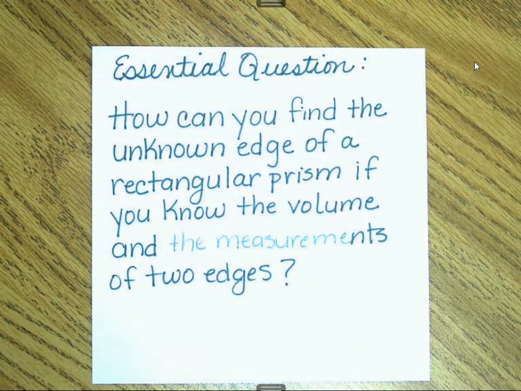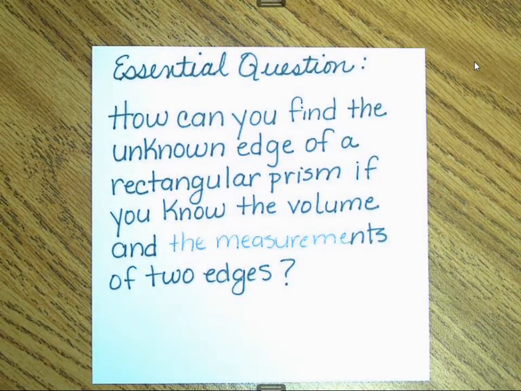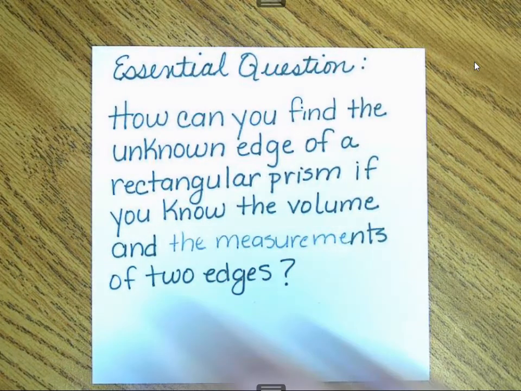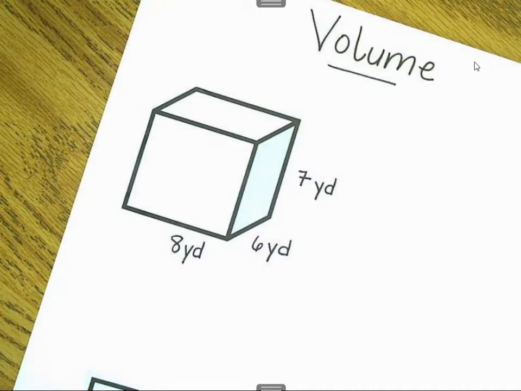Our essential question for today is, how can you find the unknown edge of a rectangular prism if you know the volume and the measurements of two edges? We're going to come back to this in just a second, but let's do a quick review of the last 2 days' lessons, yesterday in particular.